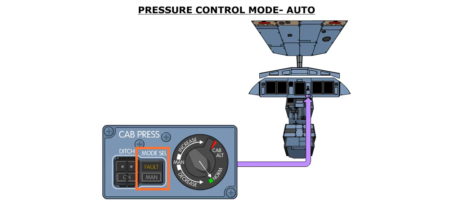The pressurization system is placed in the automatic mode when the mode selection push button on the cabin pressurization panel on the flight instruments is in the pressed-in position. This is the normal position for this push button. In order to operate in the automatic mode of operation, the cabin altitude knob must be in the normal position.